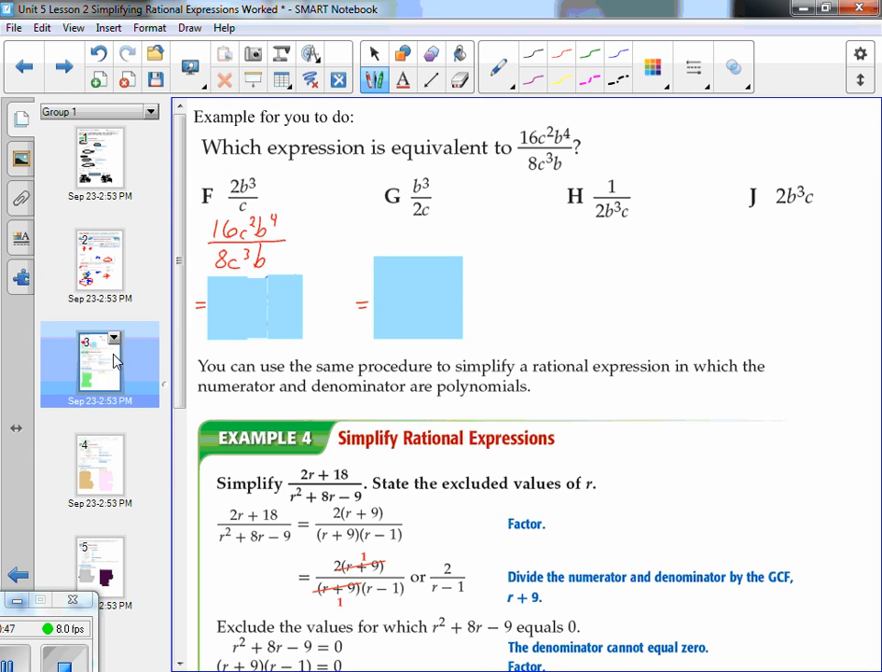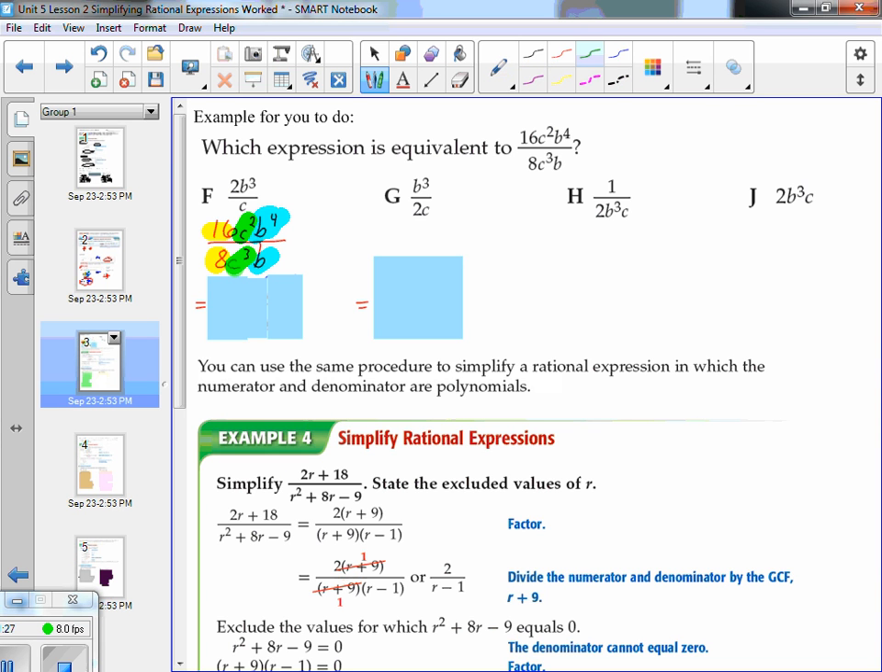All right. Page 3. Which expression is equivalent to 16c squared b to the fourth divided by 8c cubed b? And I like this one a little bit better than the other one because it is already multiplied out for us. Okay? I think the other one was a little harder because it wasn't. Now, I'm going to do the same thing I did in my second method just a second ago. I'm first going to deal with the numbers, then I'll deal with the c's, then I'll deal with the b's.